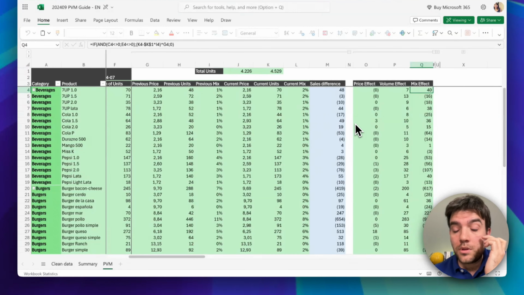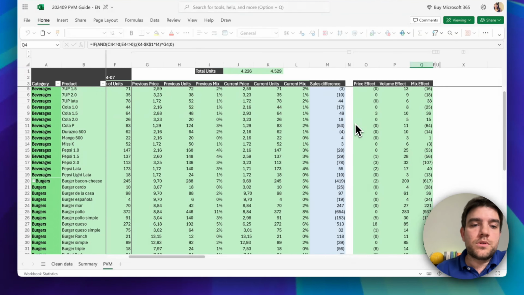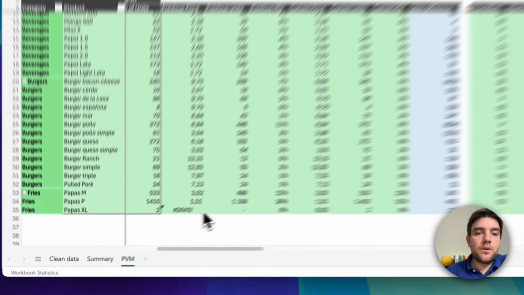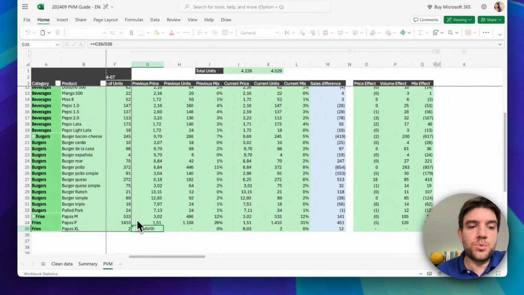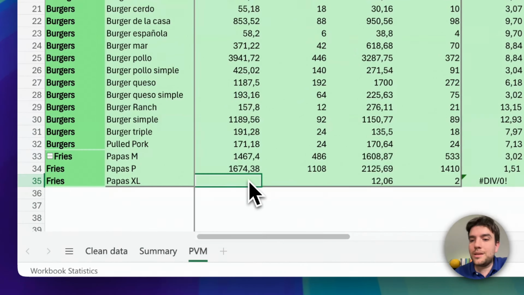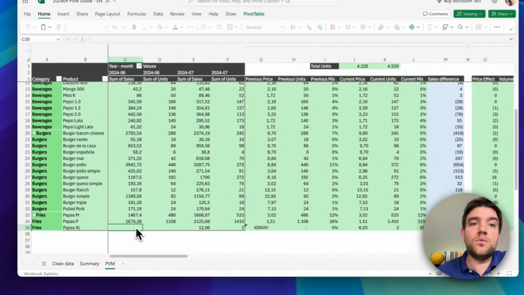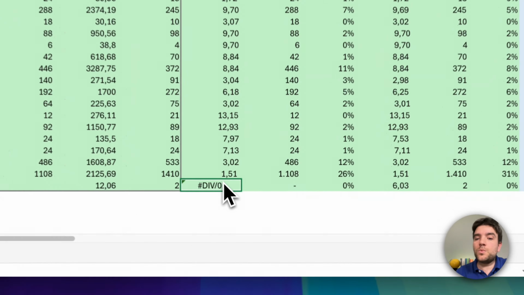And now we have the three effects that are the most common of the price volume mix analysis, right? But there are two missing. First, if you see here, we have a product that has a problem. So the previous price of this product couldn't be calculated. Why? Because it doesn't have any sales on the previous period, right? It doesn't have any sales in June. So what happens with this product?